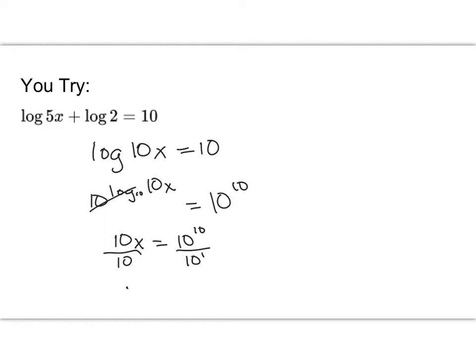I have 10 to the 9th. Right, I subtract my exponents because the base is the same. So x is equal to 10 to the 9th. Wow, that's a really big number.